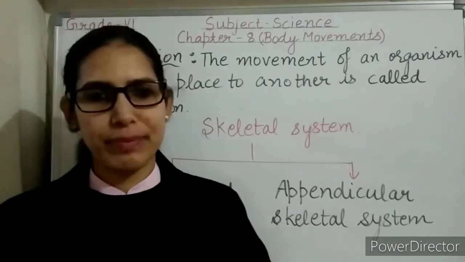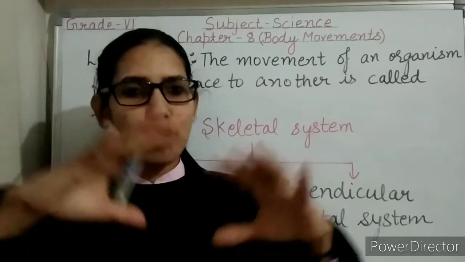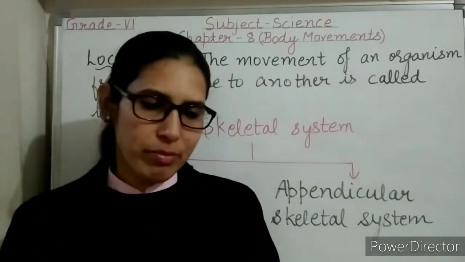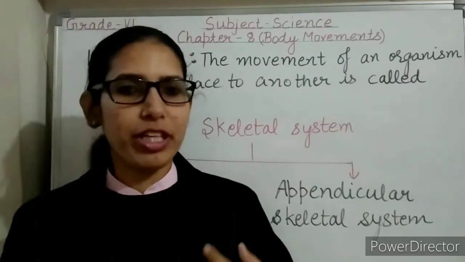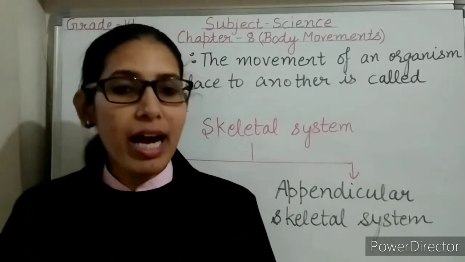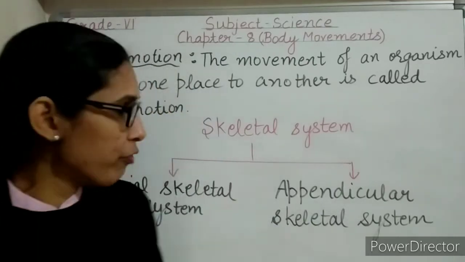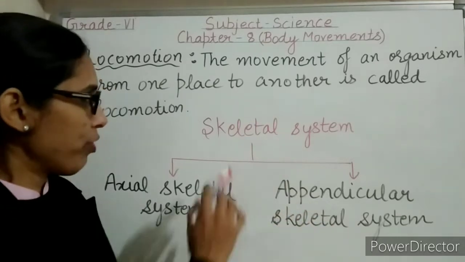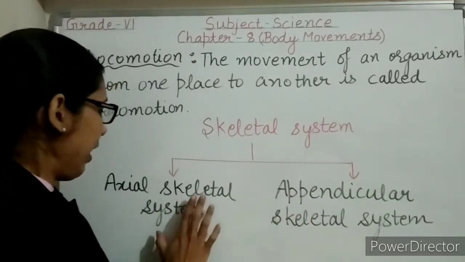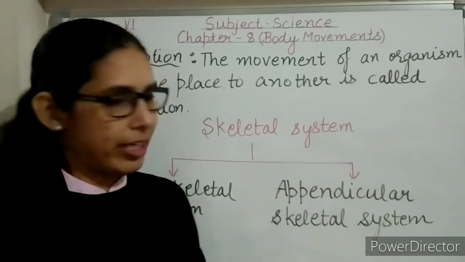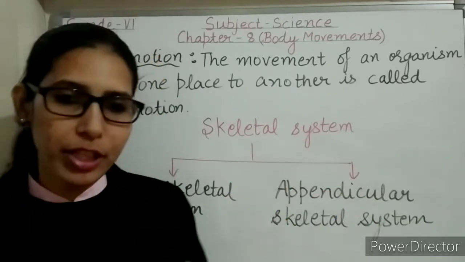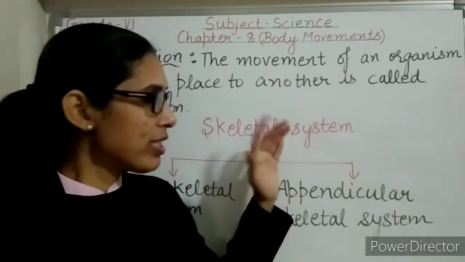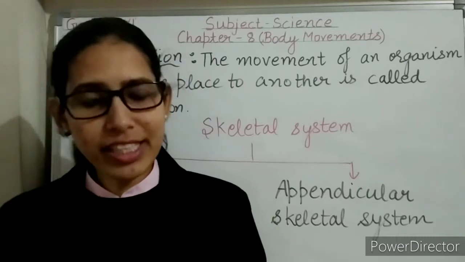So what is the skeletal system? Bones in our body are arranged so as to make a framework. That framework is known as the skeletal system. The skeletal system provides protection to the delicate organs, and it provides shape and support to the body. It has been divided into two parts: axial skeletal system and appendicular skeletal system. In the human body, the skeletal system consists of bones, joints and cartilage. The human skeletal system consists of 206 bones.